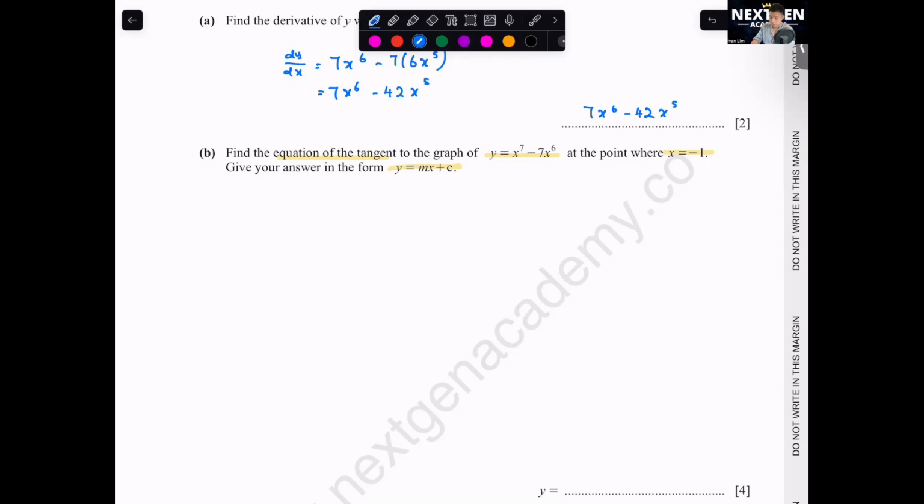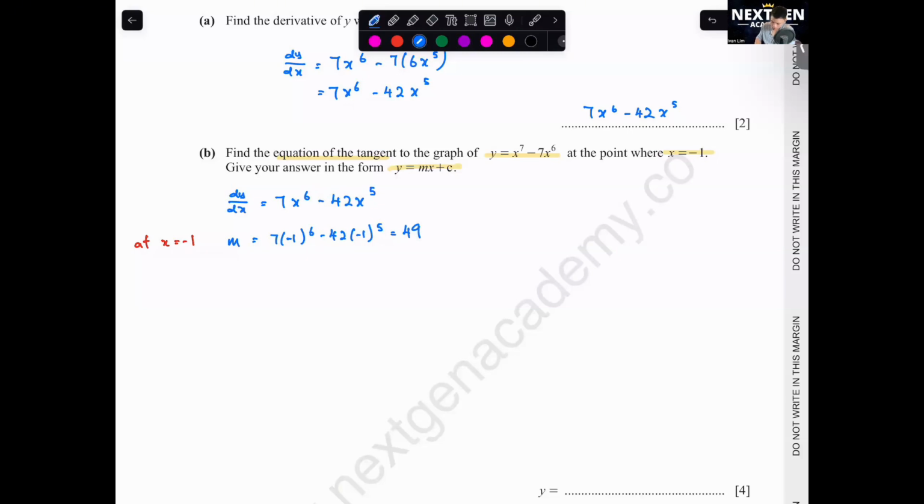How to find the m value? They give you dy over dx is equal to 7x^6 minus 42x^5. You need to get the first question correct first. Remember, dy over dx also represents the gradient. So at x equals -1, you need to find your gradient here. You substitute -1 into this equation. All right, so here you will get 49. Your gradient is 49.